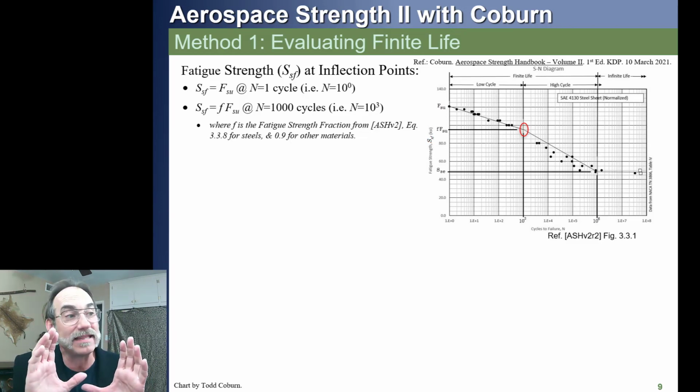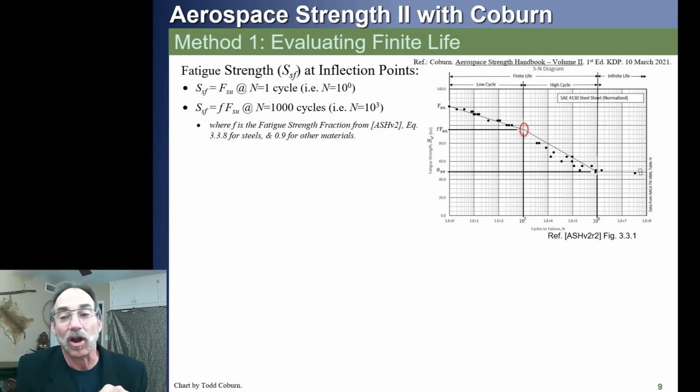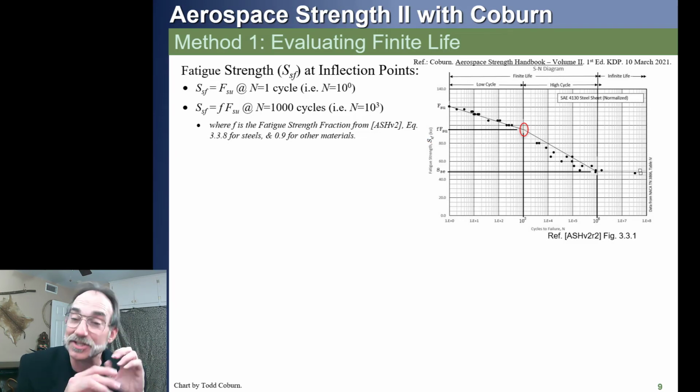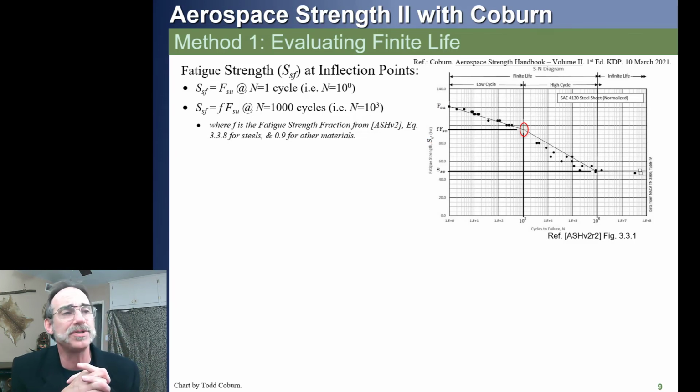and we curve fit that, and we're applying that as our equation 338. So you're going to go to equation 338, and you're going to calculate, if you have a steel, your fatigue strength fraction. If you have any other material, we will assume that that fatigue stress fraction is 0.9. I believe that's conservative for many of the materials that we're going to use. And so we'll use that to define where this point is, okay?